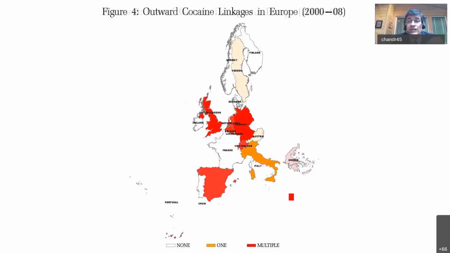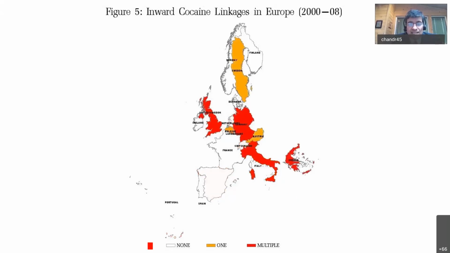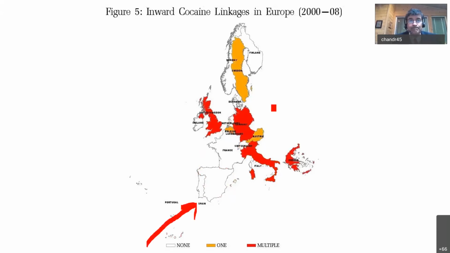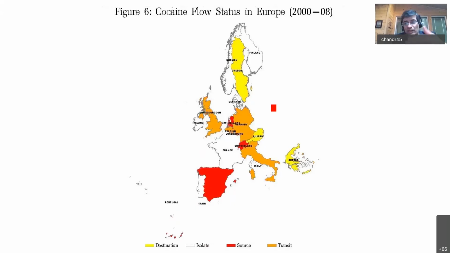Senders, receivers. And what you should be seeing is it's almost like the cocaine is moving from the western side of Europe to the eastern side of Europe. And this is what you'd expect given the source of the cocaine. So one more time, senders and receivers. And then based on that, we can talk about the flow status of cocaine in Europe.